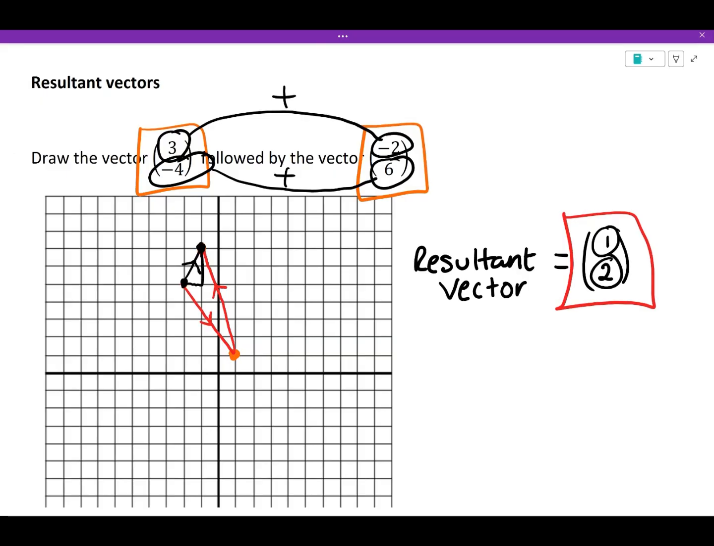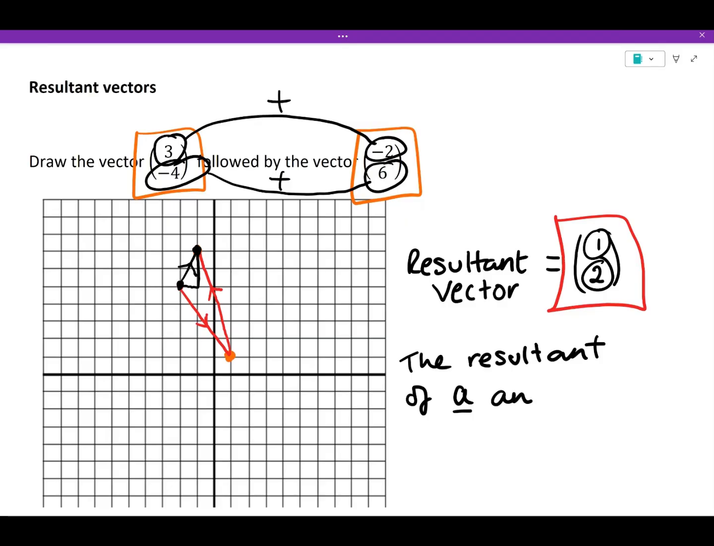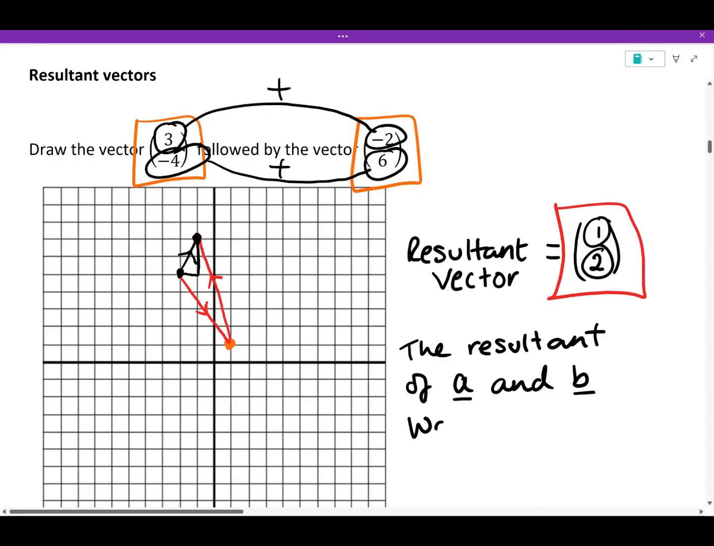So in order to find a resultant vector, you need to add up all of your vectors that you're doing. So as a generalization, the resultant of vector A, which I'm going to write and underline it to indicate it's a vector, and vector B, I'm going to underline that as well, would be A plus B, like that.